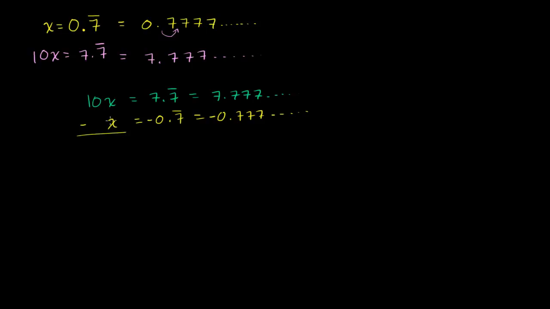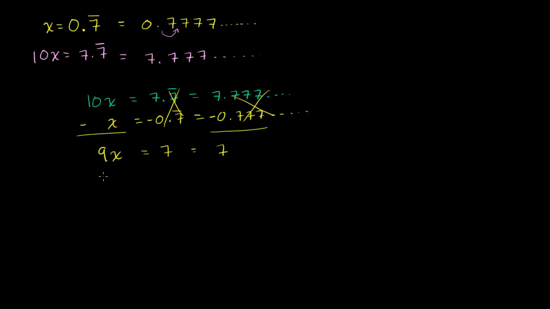Well, 10 of something minus 1 of something is just going to be 9 of that something. And then that's going to be equal to what? 7.77777 repeating minus 0.77777 going on and on forever repeating. Well, it's just going to be 7. These parts are going to cancel out. You're just left with 7. Or you could say these two parts cancel out. You are just left with 7. And so you get 9x is equal to 7.